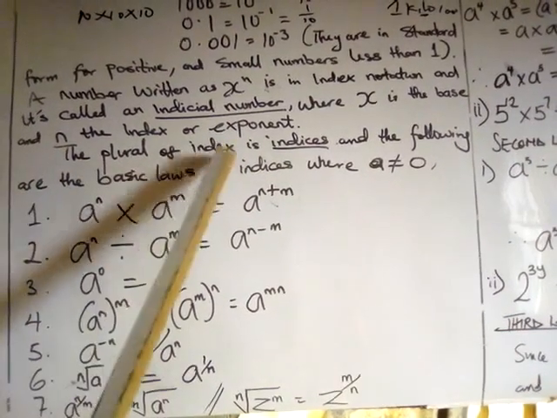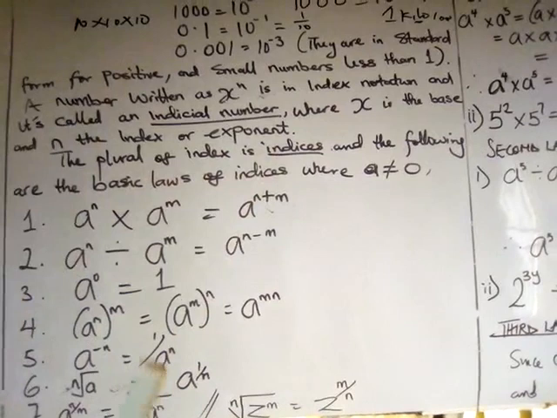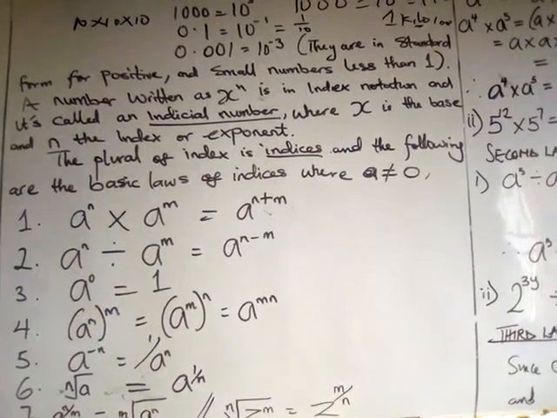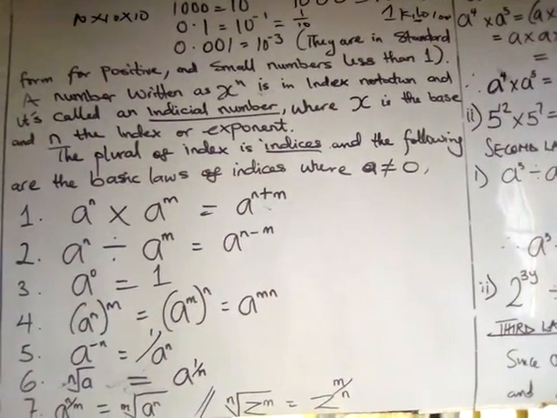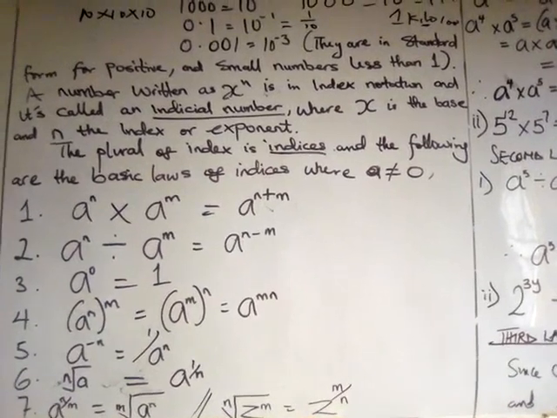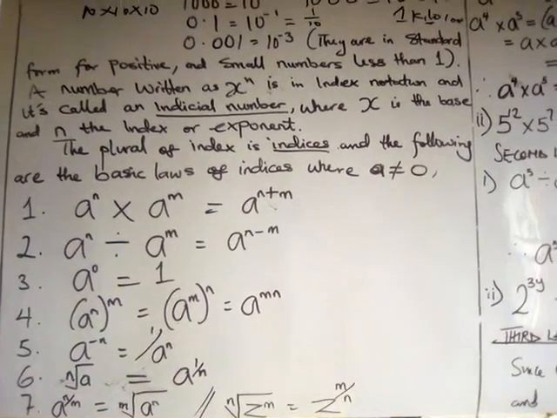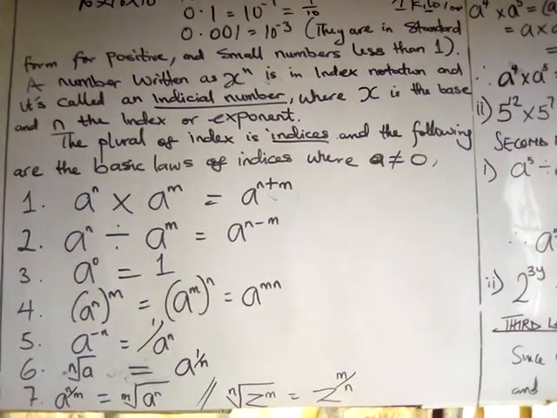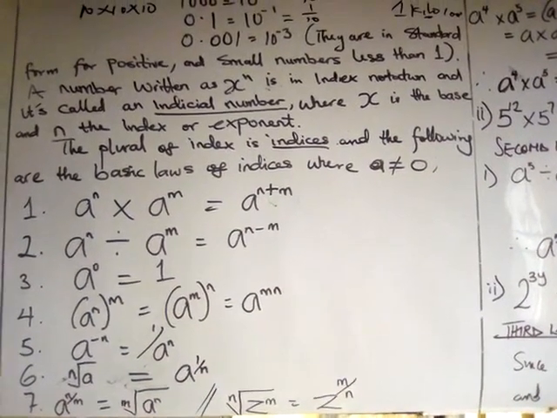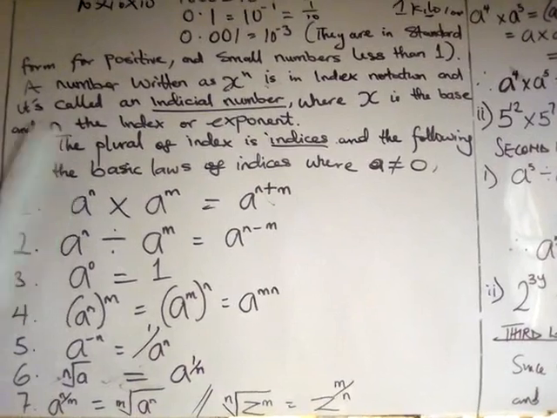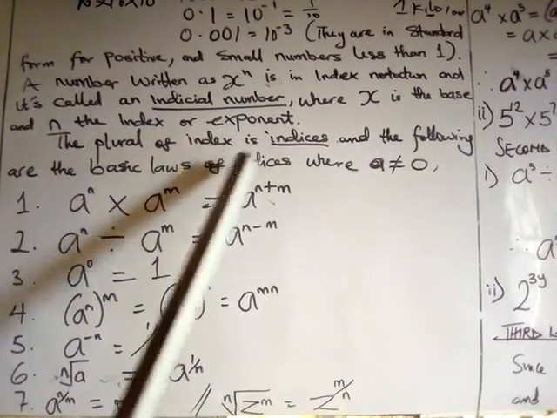The plural form of index is called indices. So you know we have singular and plural. Singular is talking about just one. When you have plural, we are talking about many. So when you have a value greater than 1, then you use plural, and the plural of index is indices.